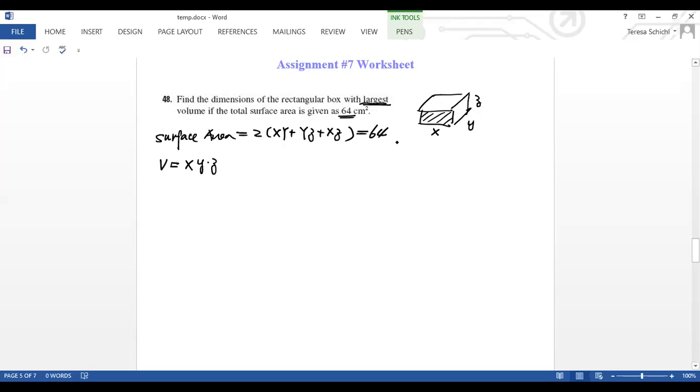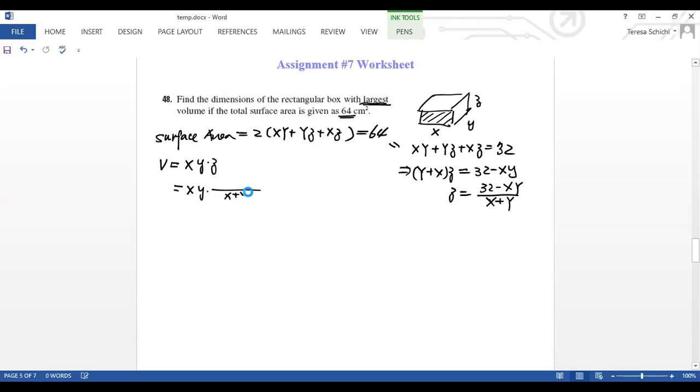Okay, so now I need to change this to an f(x, y) function, so I need to solve for z. I have xy plus yz plus xz equal to 32. Factoring z out, I have (y plus x) times z equal to 32 minus xy. So z is (32 minus xy) over (x plus y). Now my volume is x times y times (32 minus xy) over (x plus y).